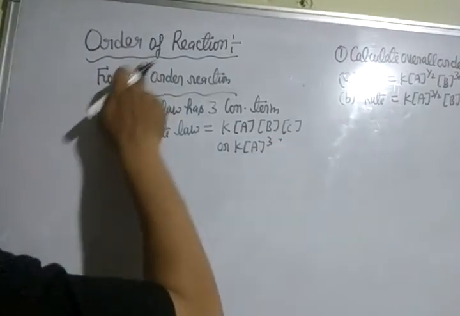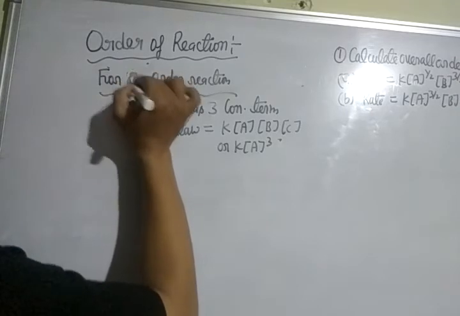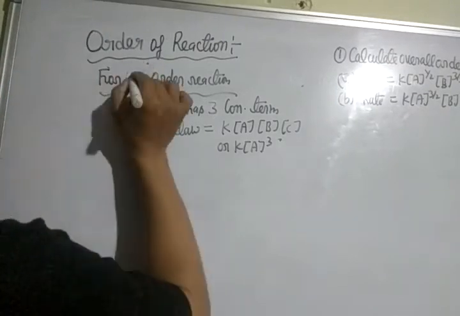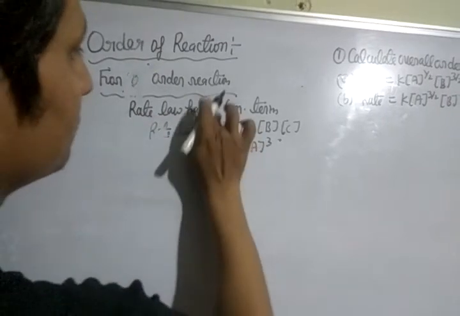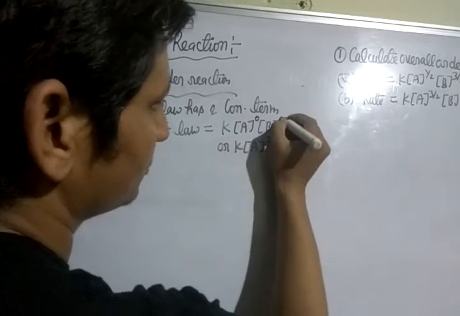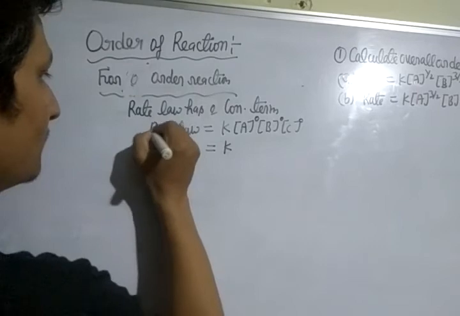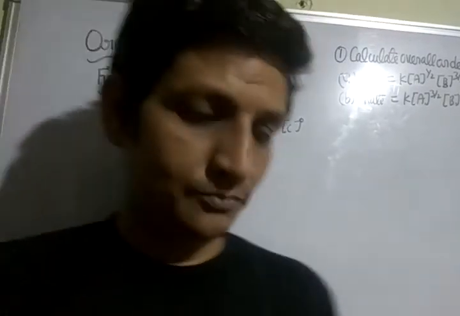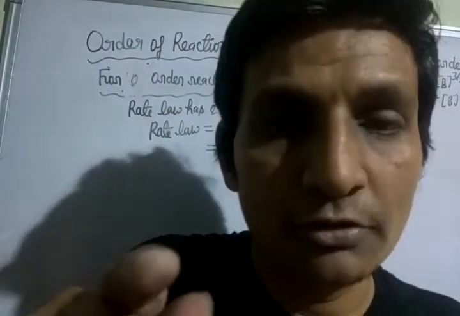Next, zero order reaction. For zero order reaction, rate law has no concentration term, zero concentration term, means power 0. So finally we get rate law equal to K. Okay students, so what is order of reaction? Sum of power of concentration term present in rate law is called order of reaction.